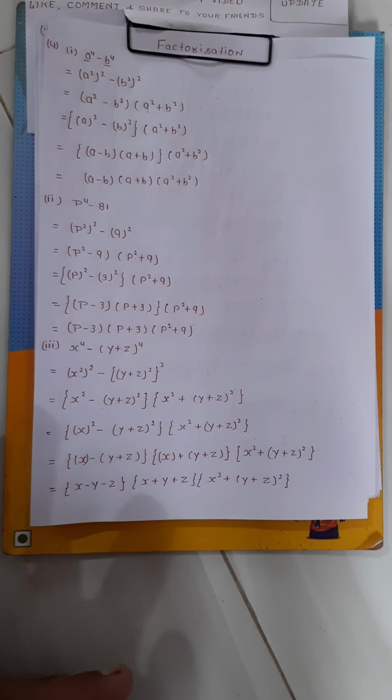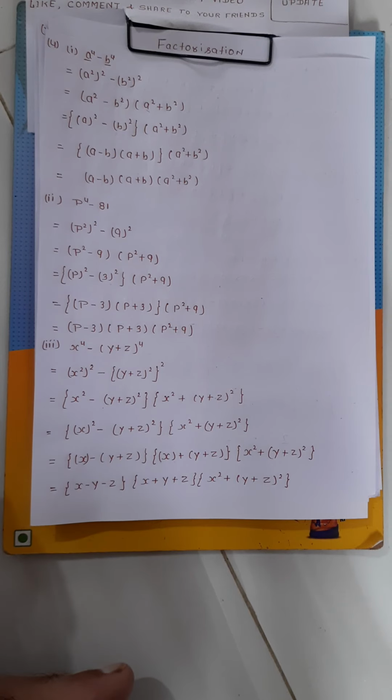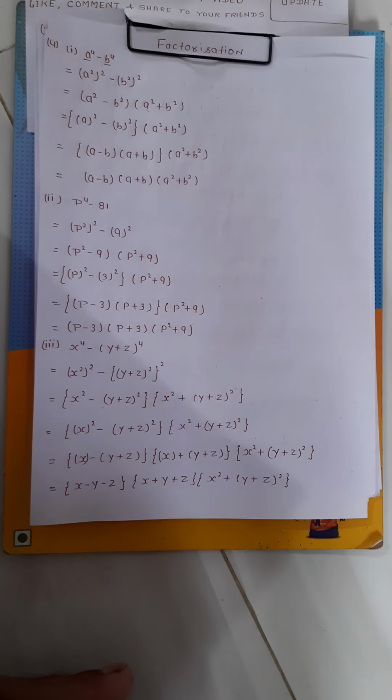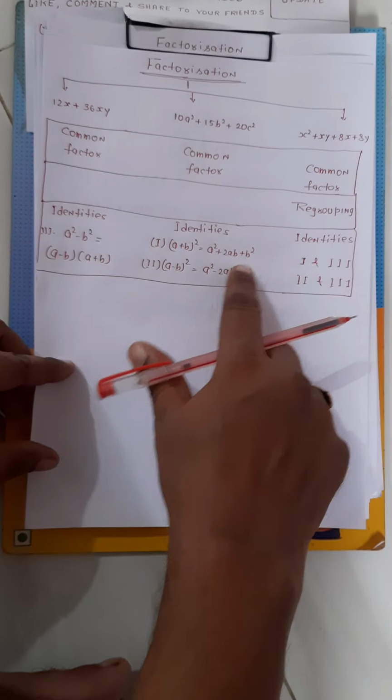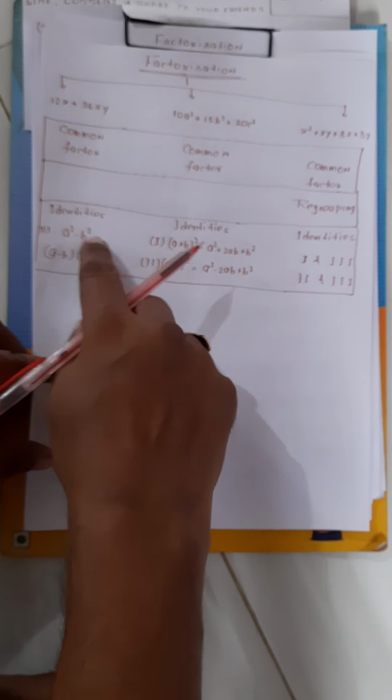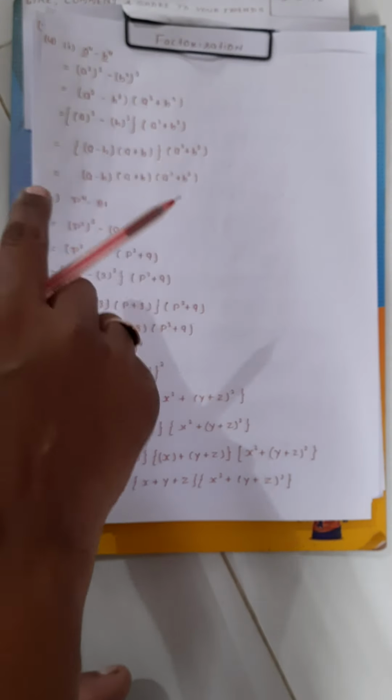You cannot use regrouping because it has no fourth term. So we will come to identities, and which identity will we apply? Definitely we will apply identity number three because it has only two terms. If it has three terms, then we try to apply identity number first and second, because for identities first and second we need three terms. Here to apply identity third, we need two terms. So here there are two terms.